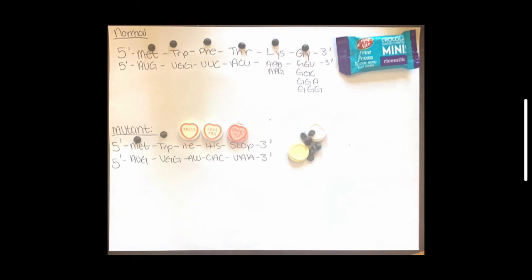Our protein is not functional because we have an early stop, known as a nonsense mutation, and our frame is shorter, known as a frameshift mutation. So our protein is non-functional because all we get is a jumble of candy instead of our chocolate bar.